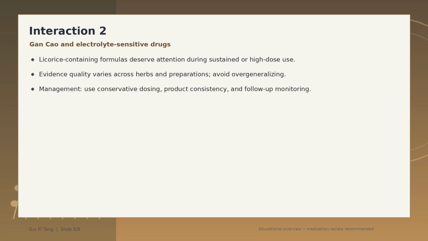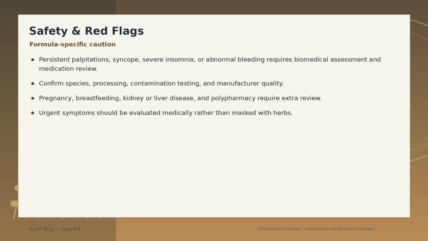The quality of evidence for herb-drug interactions ranges from pharmacology and case reports to controlled human data, and that evidence is uneven. Therefore, distinguish a proven contraindication from a plausible additive effect, and use monitoring where the uncertainty is clinically meaningful. Safety summary: persistent palpitations, syncope, severe insomnia, or abnormal bleeding require biomedical assessment and medication review.